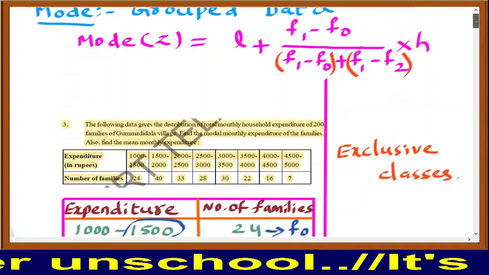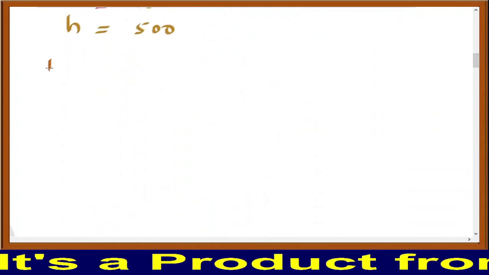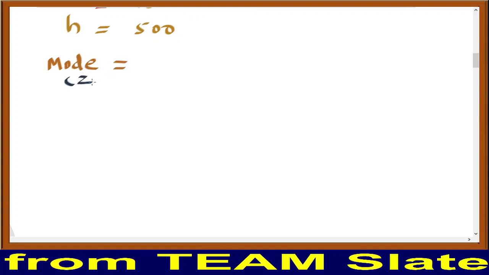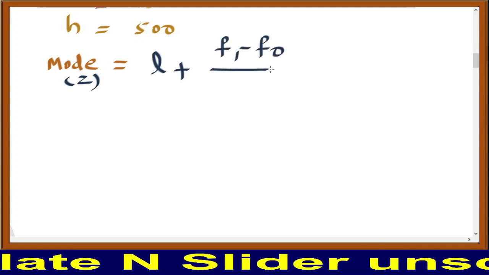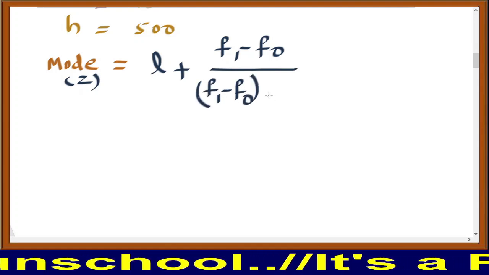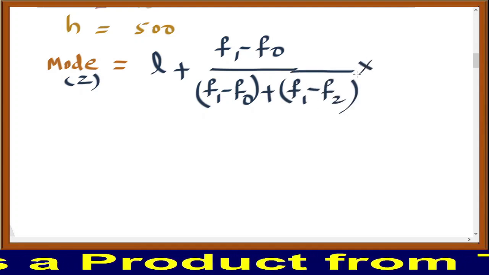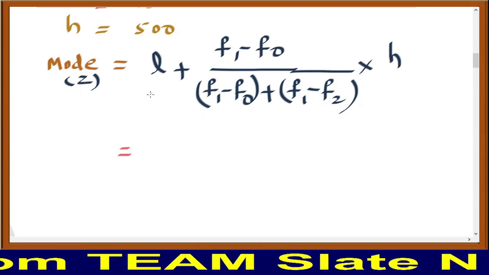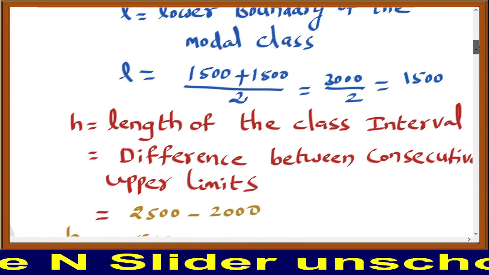We have to substitute all these values in the formula of mode. So I will write again, mode is denoted with Z. The formula is Z = L plus (F1 minus F0) by ((F1 minus F0) plus (F1 minus F2)), into H. Substitute the values. L is the lower boundary of the modal class, and the lower boundary is 1500.